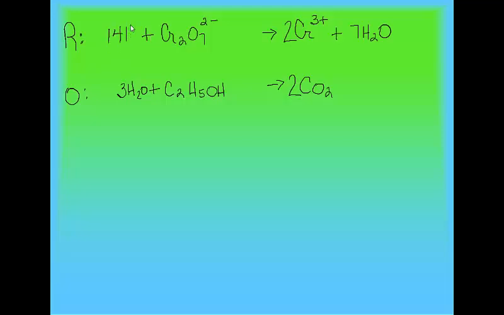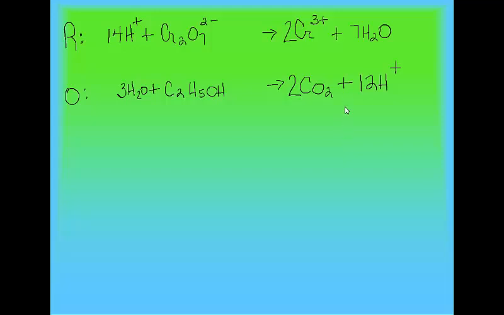14 hydrogen atoms. I have a total of 6 and 6. I have a total of 12 over here on the left of my oxidized. So I need 12. Alright. I am atomically balanced in both my half reactions.